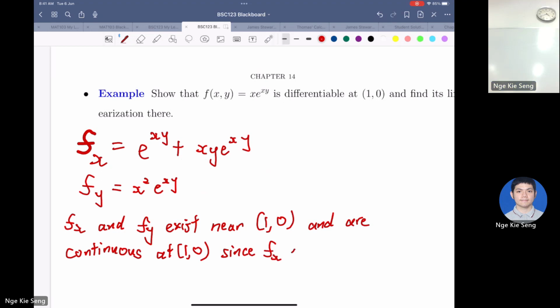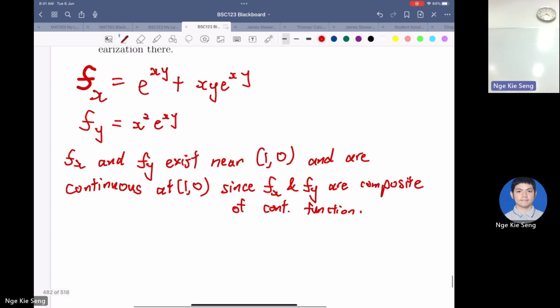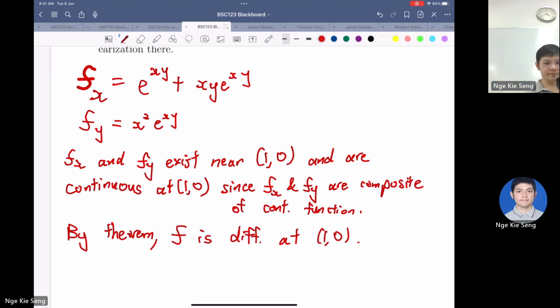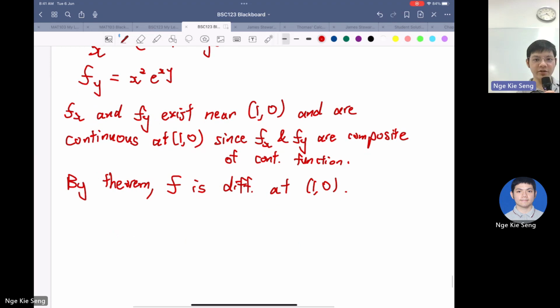Since fx and fy are composites of continuous functions, by the theorem just now, f is differentiable at 1, 0. Okay, so if it is differentiable, can you find the linearization? What's the linearization?